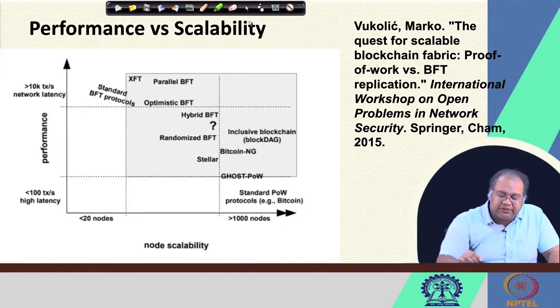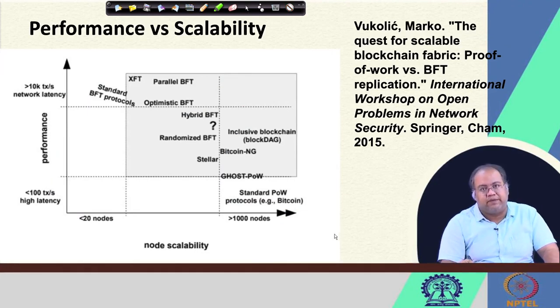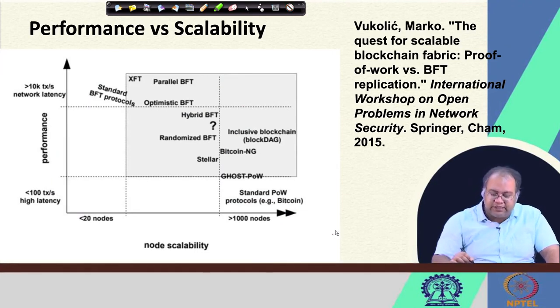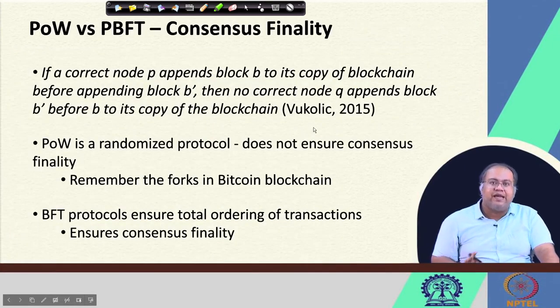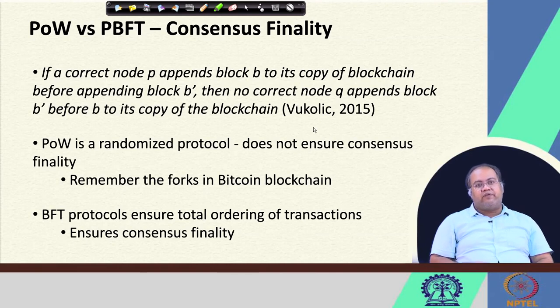Now, the question comes: how can we design such a system? To design such a system, let us again make a comparison between proof of work and PBFT. This time we are comparing them in terms of consensus finality. Marko Vukolic in that particular paper has given a nice definition of consensus finality. So, what is meant by consensus finality?